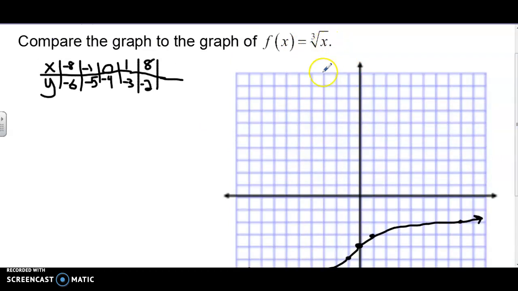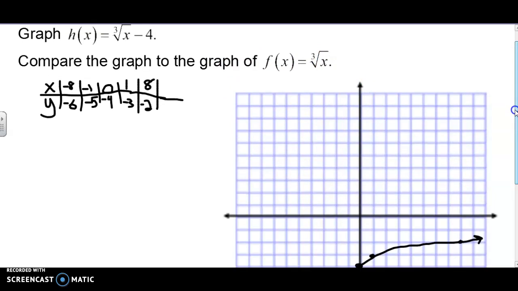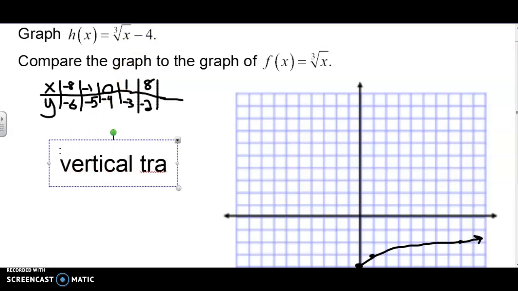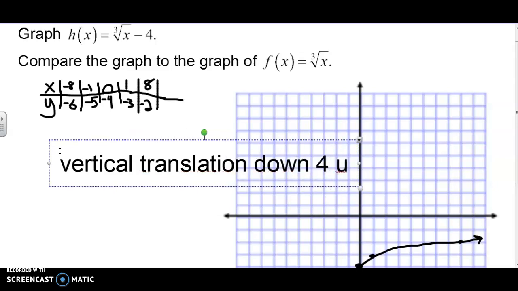So now we're going to compare it to the parent function, which is f of x equals the cube root of x. So if we notice from what we're dealing with here, we are subtracting 4 from the outside. So it's outside, so it's vertical. We're subtracting, so it's adding or subtracting is a translation. It's a vertical translation, down 4 units.